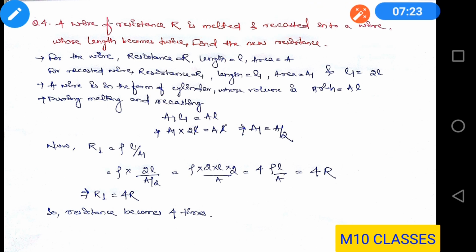Now in the homework, in question number 5, I have given a question: write the factors on which resistivity depends. Resistivity depends upon the nature of the material, whether it is a metal, a metalloid or an insulator. In case of metals the resistivity is very less, and in case of insulators it is very high. And what is the other factor? The other factor is temperature. Resistivity also depends upon temperature.